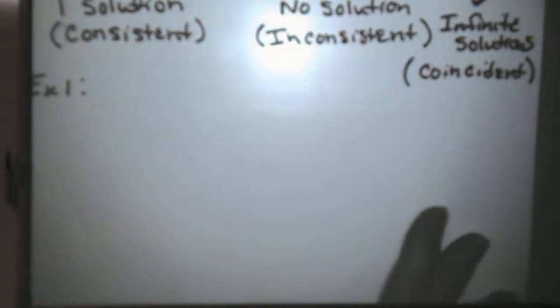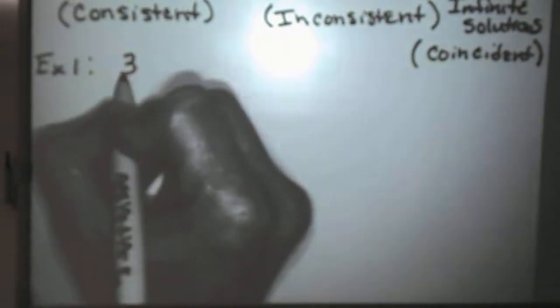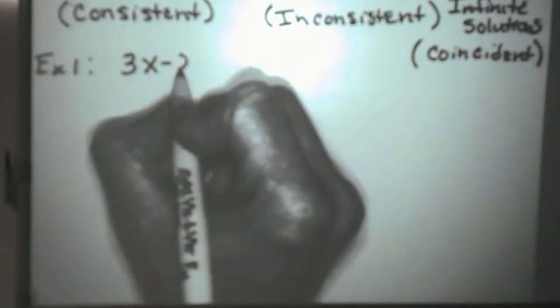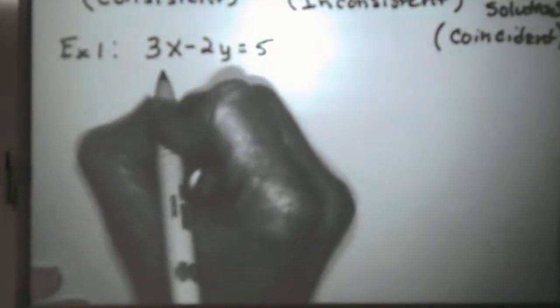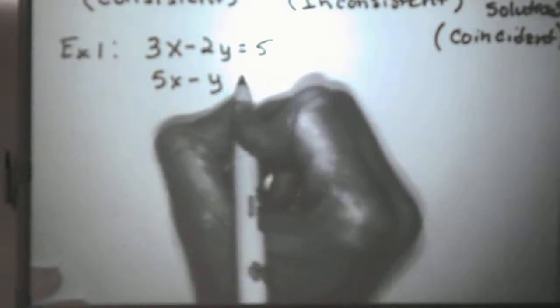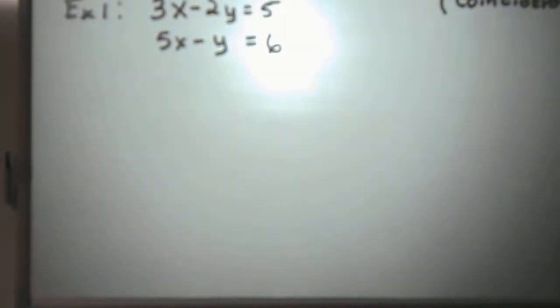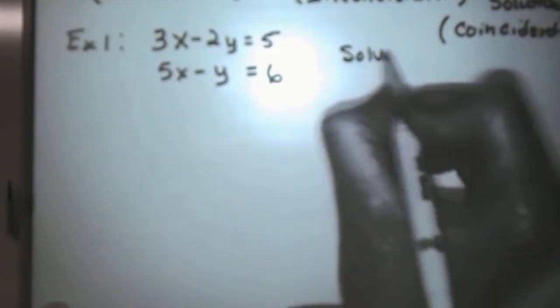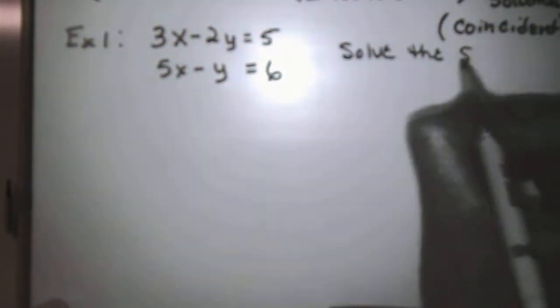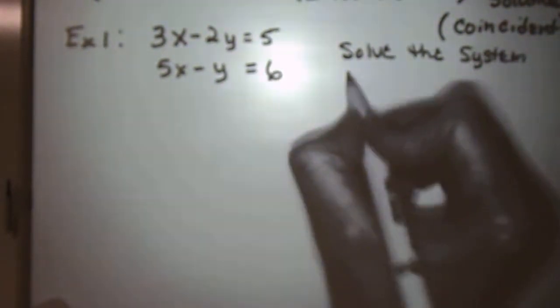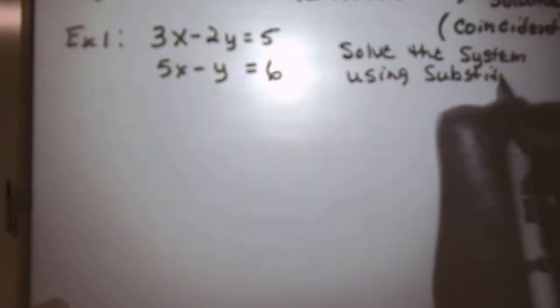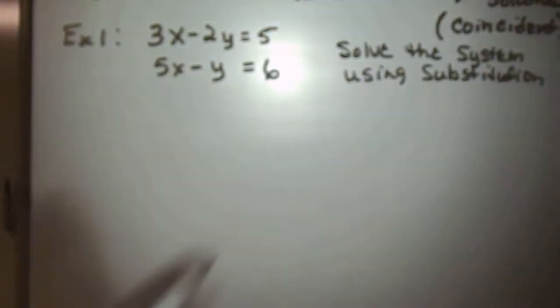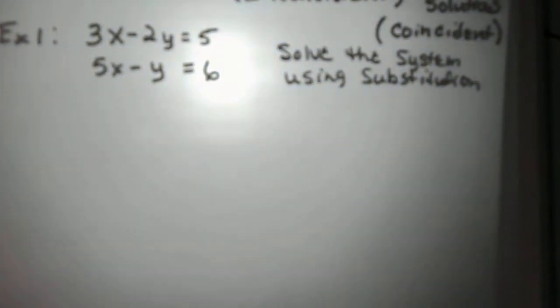So example 1, here are two equations, and these are linear equations. And how about 5x minus y equals 6? So our goal is to solve the system using substitution only. So in your homework today, you're going to have equations set up just like this. They're in standard form. Your goal is to solve using substitution only.